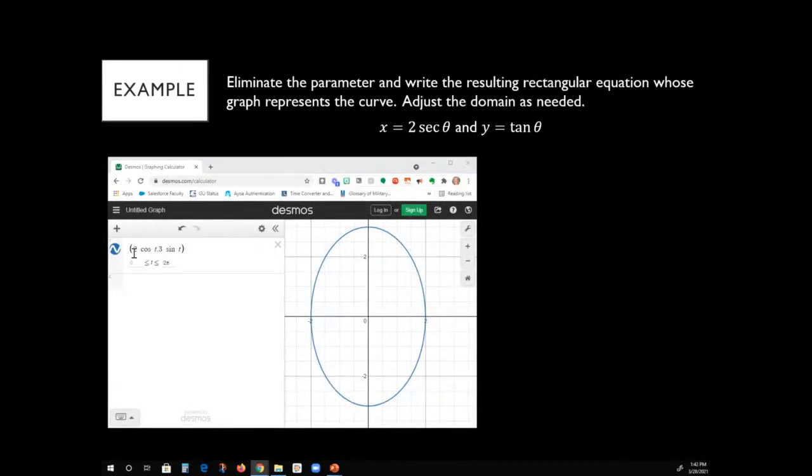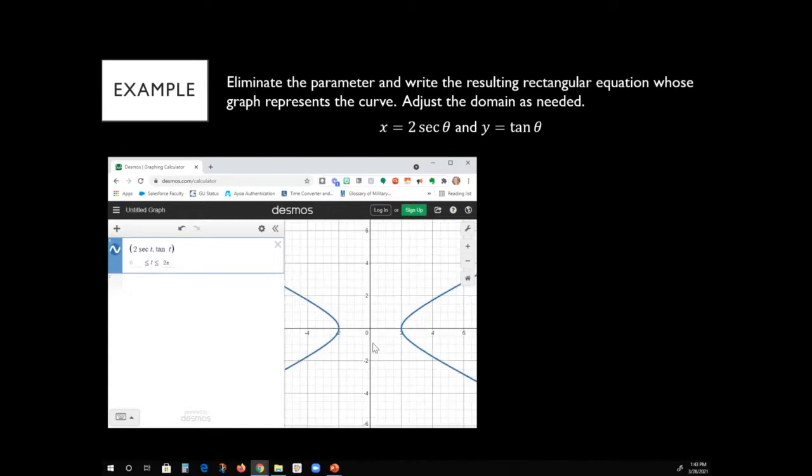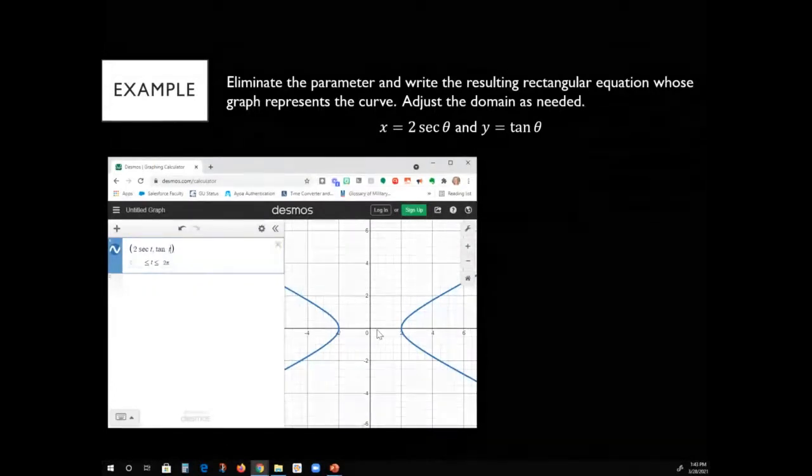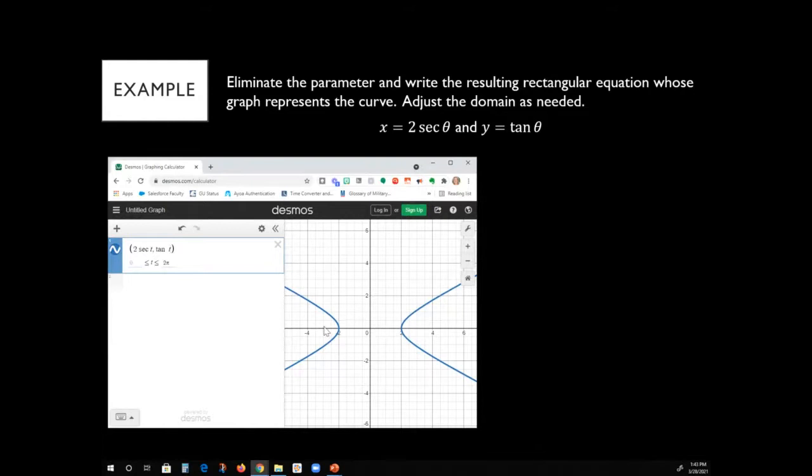So we've got 2 times secant theta, and then this is just tangent of theta. Okay, so I'm going to zoom out. So you can see that we are actually getting 2 sides of a hyperbola. And over 0 to 2 pi, we get both sides of the hyperbola. So we're not going to really have to do anything with the domain because the domain will be all real numbers essentially, unless we skip this middle part. But we can just say all real numbers will be good to go.